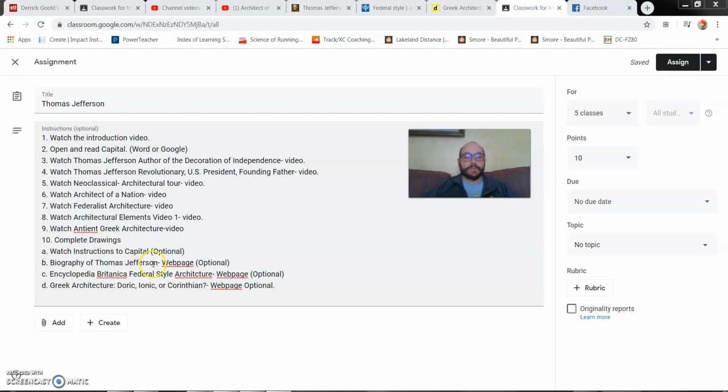You have some supplementary reading if you want: the biography of Thomas Jefferson, if you want to learn more about him. If you want to know a little bit more information about architecture, you can go to this site, which has Greek architecture, whether it be the Doric, the Ionic, or Corinthian columns. So that is just some ideas and some information along the way.